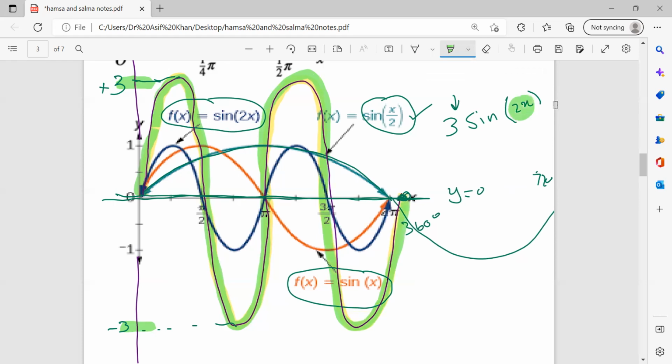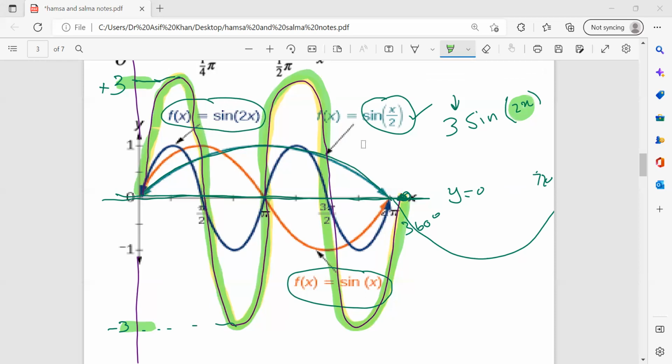Now is this one clear? One of that practice question. All of you three. Okay, Sundar, thank you. Yes, Salma. Clear? Yes, clear. Okay. Yes, Hamsa, clear? Yes, thank you. Welcome.